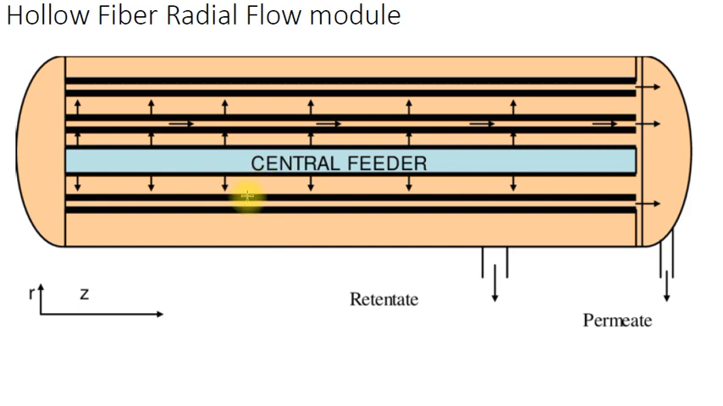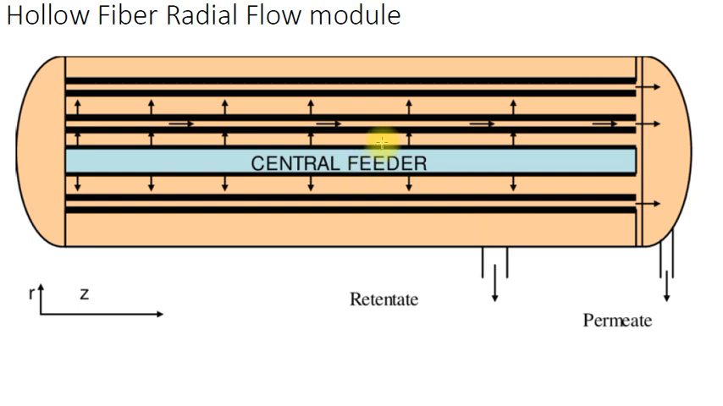Okay, and then due to the higher pressure, the water molecules permeate through the membrane and are collected inside the tubes. Then it moves in this direction and is collected on this side. The tubes are sealed at this end of the membrane. So here the permeate flows in the axial direction, and the feed flows in the radial direction. This is called the hollow fiber radial flow module.